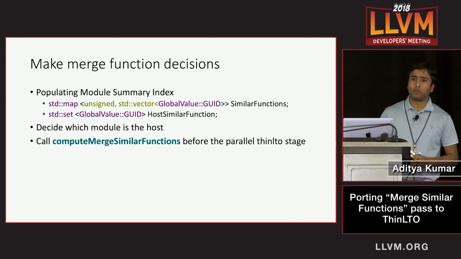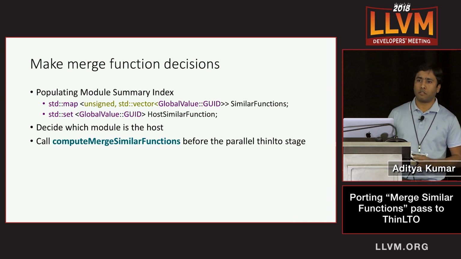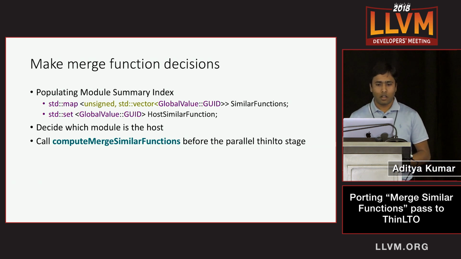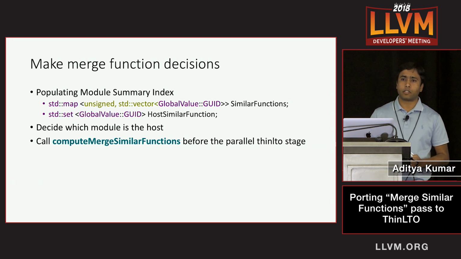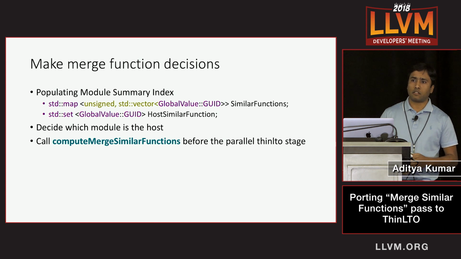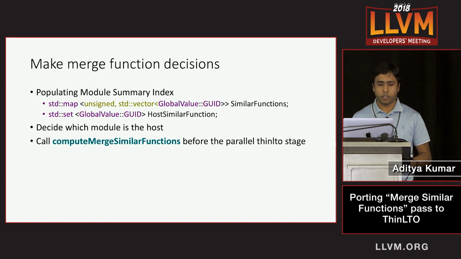There can be a cost model to decide which function can be a hosting function. But for now, I just selected the first one. It can affect the performance actually, as we will see later.